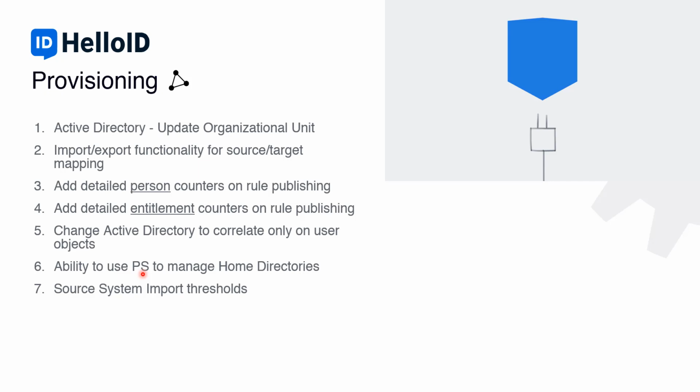We already were able to set thresholds on the target connectors, but now you can also set it on the source system. So perhaps you have a lot of target connectors and something is going wrong in your HR system. And now you can easily set that on the source system side.